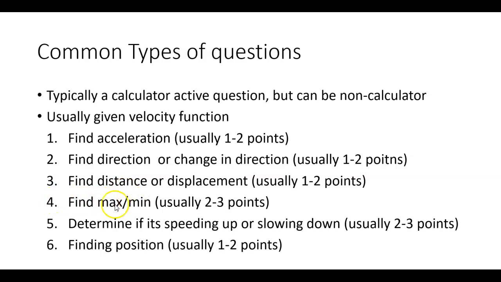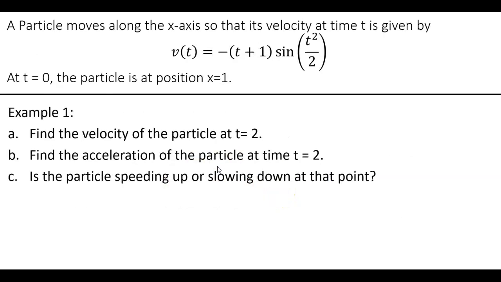Identifying a max or a min, and what that usually looks like is saying when is the object farthest to the right, when is it farthest to the left, or when is it farthest away from the origin. Either way, the point is that we're looking for a max or a min, which, as you guys know, is a candidates test, and those are almost always 2 to 3 points. Then a lot of times we're asked if it's speeding up or slowing down and finding its position, and in these notes we're going to go over an example of each one. So let's go ahead and begin here.